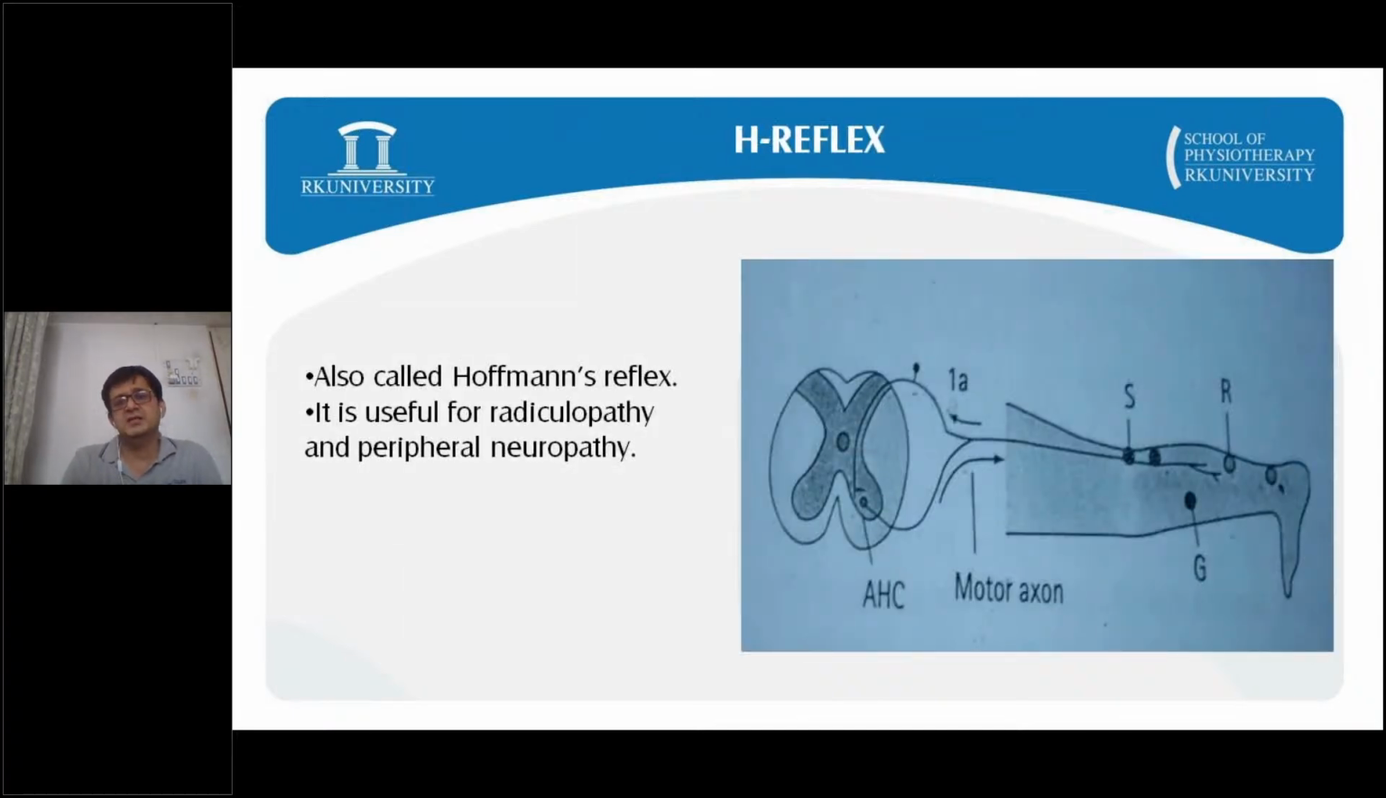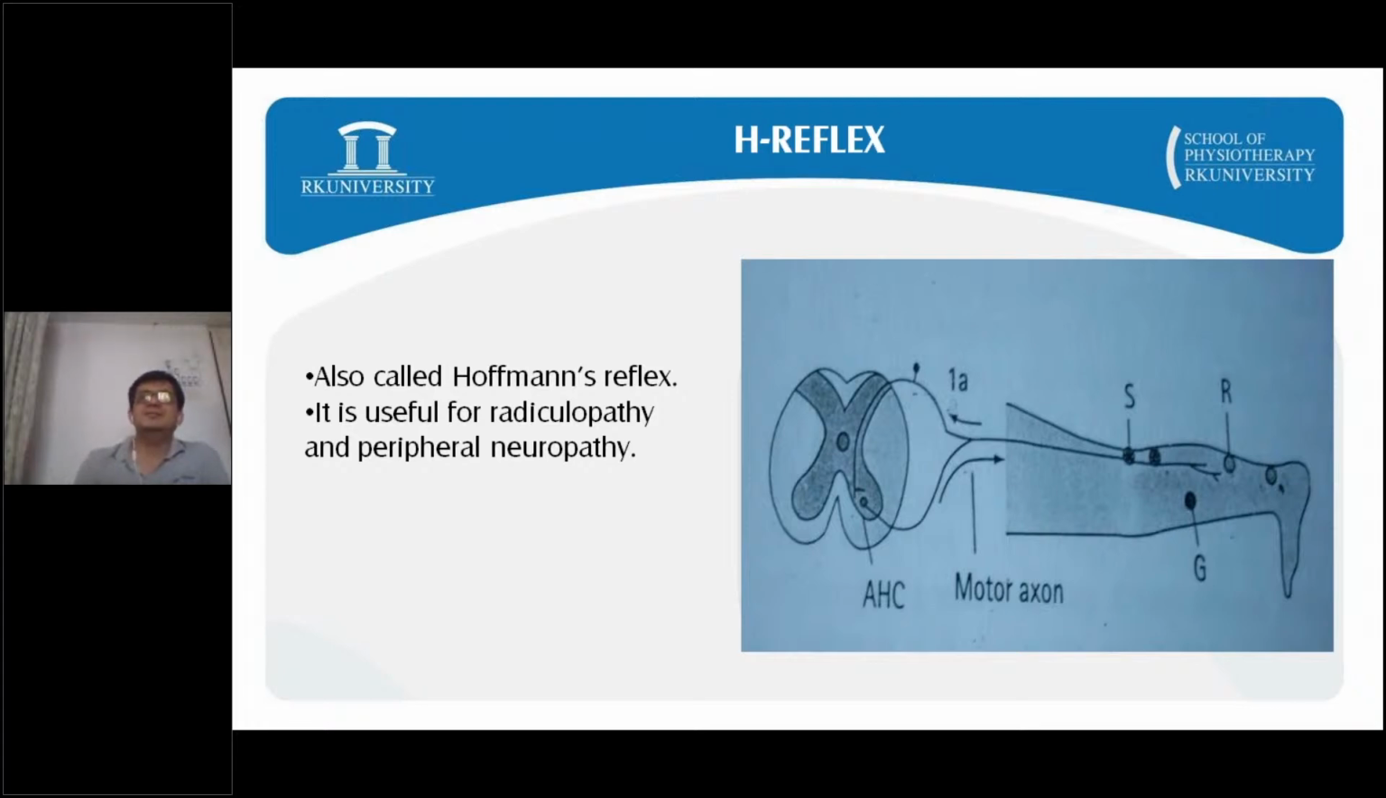Now H reflex. It is nothing but one type of the ankle jerk. So in ankle jerk, what we are doing, we are tapping with the hammer. So we are stimulating muscle spindle. That muscle spindle will stimulate sensory component of the tibial nerve, and that will stimulate the spinal cord, again the motor component, and lastly it will be stimulating gastrocnemius and soleus.